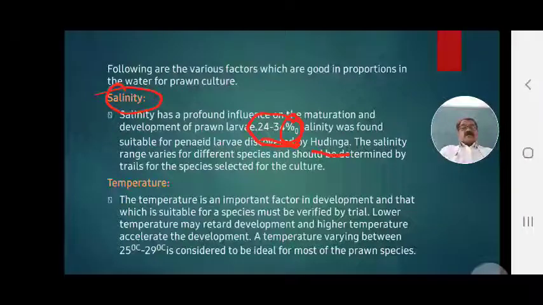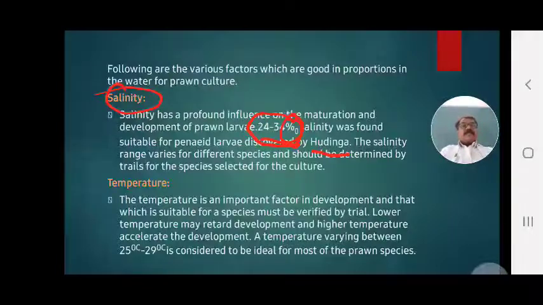For culture purpose, the first important factor is the salinity range. The salinity parameter is to be maintained at 24 to 34 parts per thousand. These are to be maintained and chosen in the proper way.